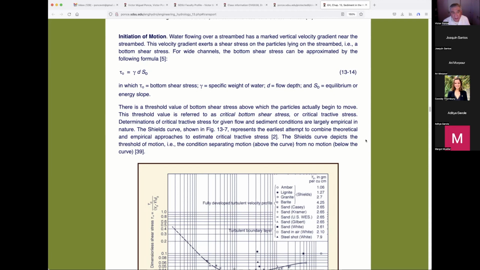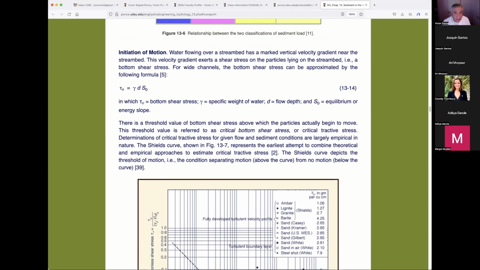Okay, so then we have in here, water flowing over a stream bed has a marked velocity gradient. This velocity gradient exerts a shear stress on the particles lying on the stream bed, and therefore the shear can be approximated by the following formula. Tau equals gamma DS. Now, I present to you this formula at this point because I believe that you should already know about it. But the fact of the matter is, many of you may not know about this, may not have heard. You would hear about this formula had you taken open channels, 530. But I know positively some of you didn't.